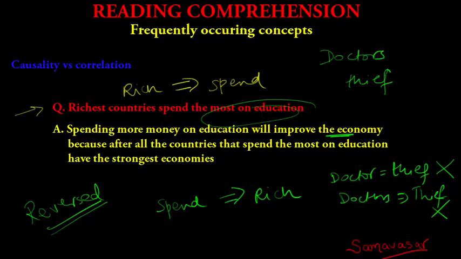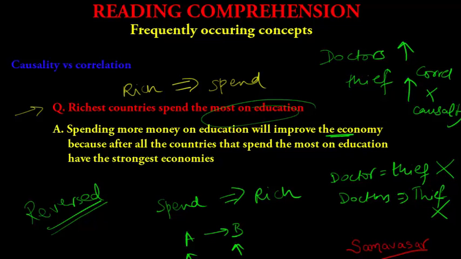This is because if the doctors are increasing and the thieves are increasing, this is a correlation. There could be a correlation in this, but there is no causality. Causality means something which causes something. So A causes B. So if A is increasing and B is also increasing, it does not necessarily mean that A is causing B to increase. So you need to remember this concept very clearly.